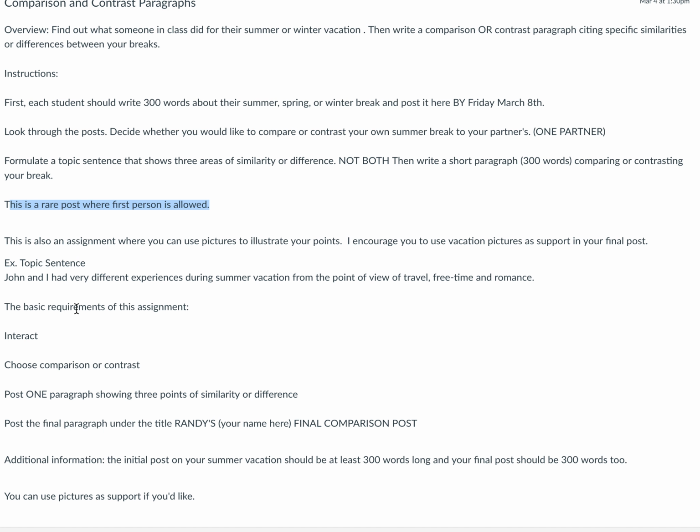So the basic requirements of this assignment are to interact. You're going to probably have to contact and get to know a little bit about the person if everything from their first post is not complete. Choose to compare or contrast. You're going to have to make a choice in the topic sentence whether you're talking about 3 similarities or 3 differences, and that is underlined right here as well. Post the final paragraph, so you have 1 paragraph due Friday, 1 paragraph that's due on a regular day, Monday, this is mine, Randy's final comparison post or final contrast post.